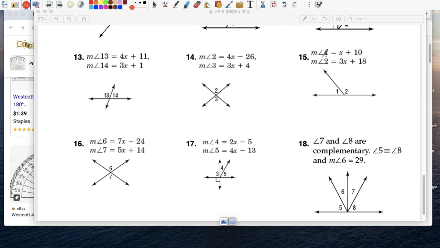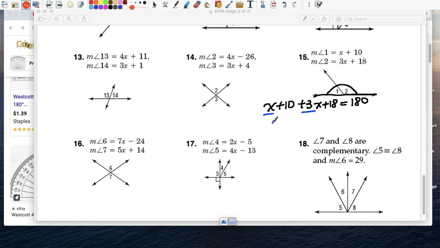Okay, 15. So first, what's the relationship between angle 1 and angle 2? Well, this is a straight line. And remember, that creates 180 degrees right there. And 180 degrees were cut up into two different angles called angle 1 and angle 2. So I know that angle 1, represented by x plus 10, plus angle 2, represented by 3x plus 18, equals 180. Now it's just a matter of solving the equation.